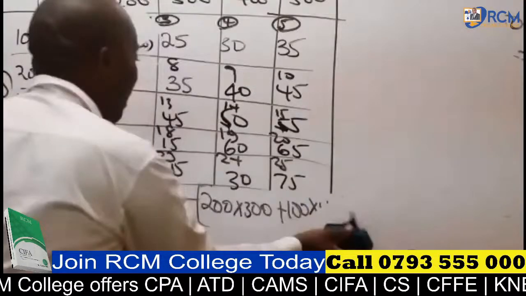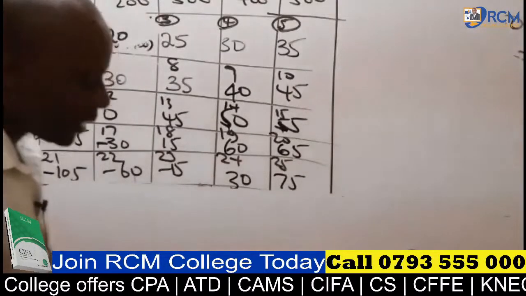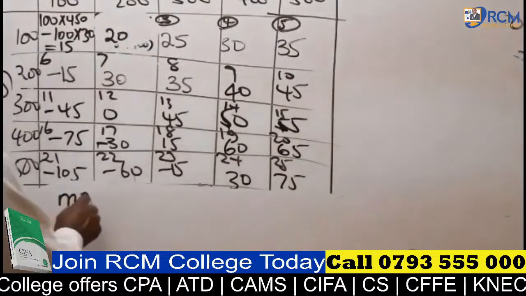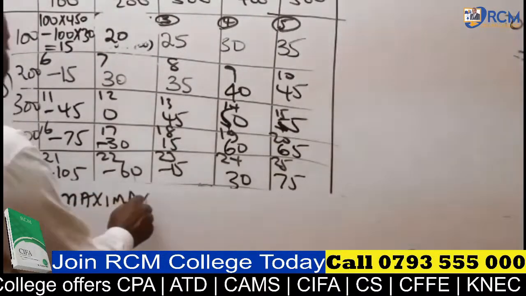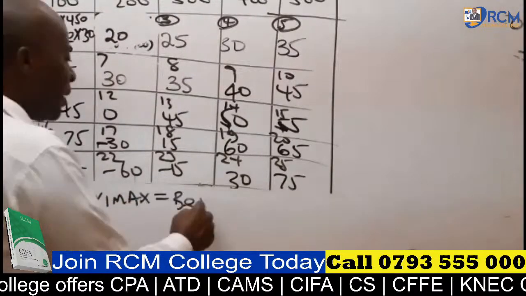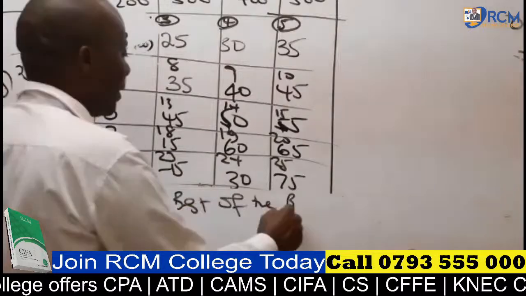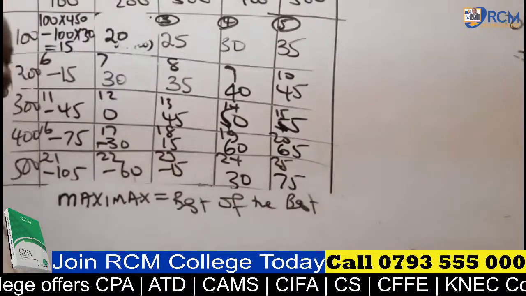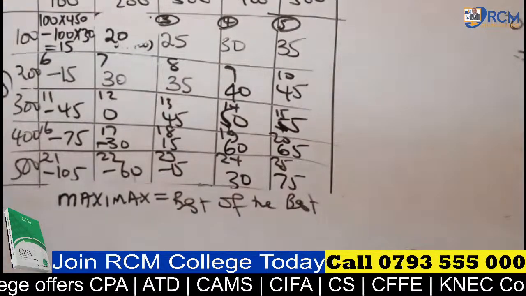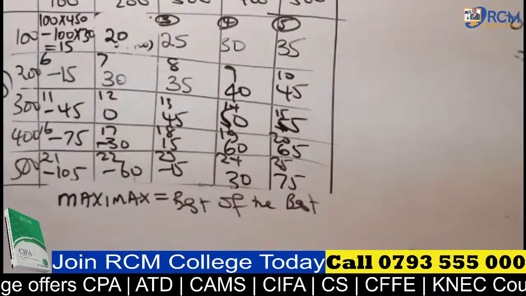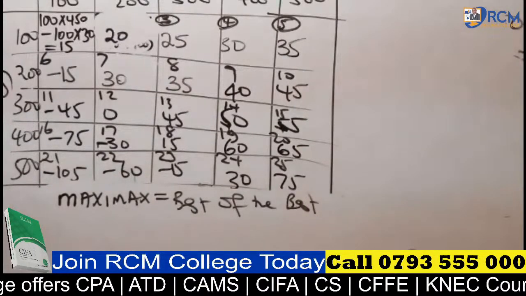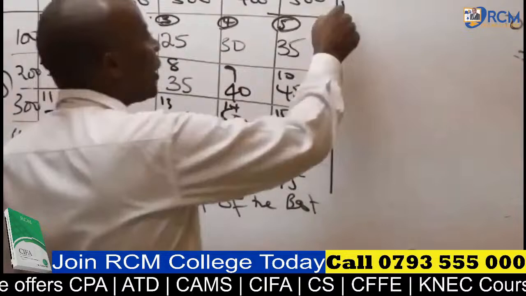Maxi-maxi means best of the best. Maximum of maximums. And what I'm supposed to do is to create a column here for best.